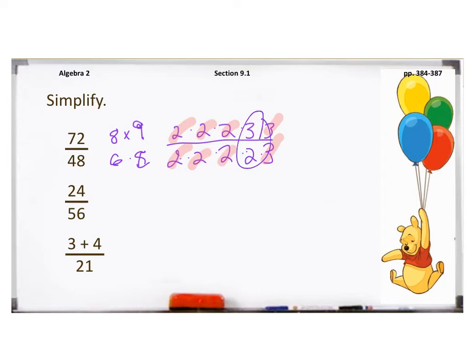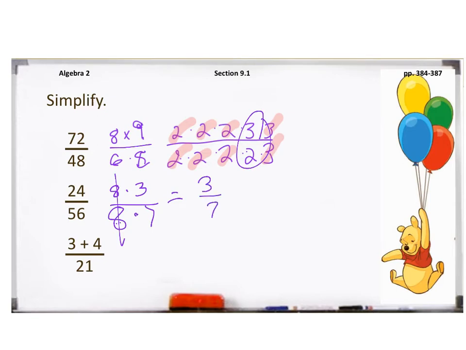Now for 24 over 56, 24 is 8 times 3. And 56 is 8 times 7, sorry. Okay, well, right off I can see I can cross out the 8s from the factors. I don't have to keep factoring to the prime. So that leaves me with 3 over 7.